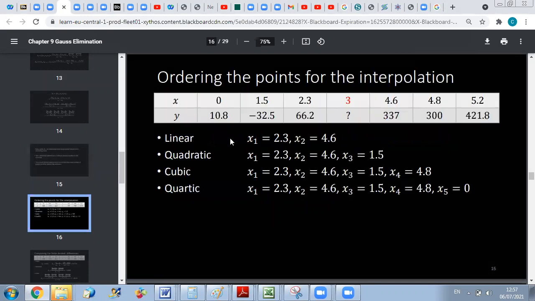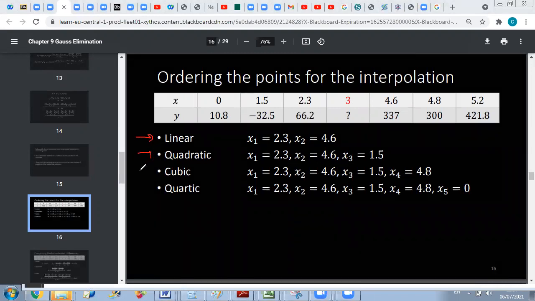So let us do this example to understand better what we mean. If you want to perform a Newton interpolation, first using linear interpolation, then quadratic, then cubic, then quartic, let's say. And you want to determine what is f of x at point 3. So first, you take the closest point. The first point x1 is the closest point to 3. Between 2.3 and 4.6, 3 minus 2.3 is 0.7. 4.6 minus 3 is 1.6. So 2.3 is closer. So the first point you should select is 2.3, the closest one to 3.